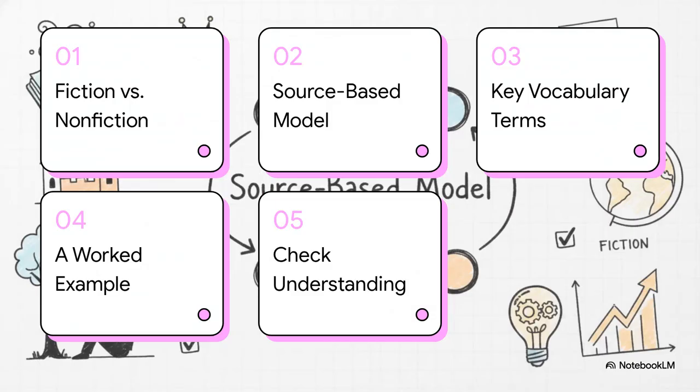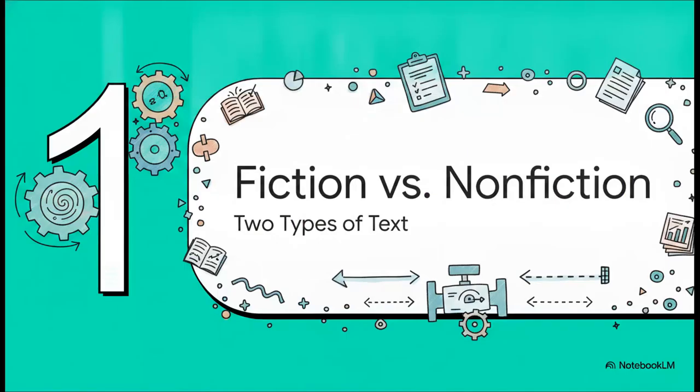Okay, let's dive into this. Here is our roadmap for the explainer. 1. Fiction versus nonfiction. 2. The source-based model. 3. Key vocabulary terms. 4. A worked example. And 5. Check your understanding.